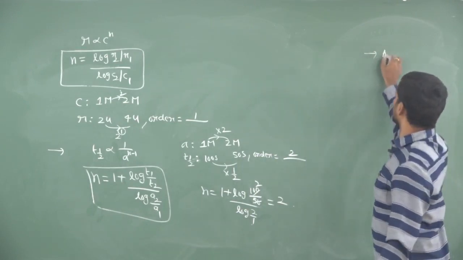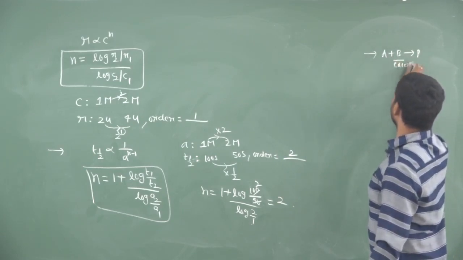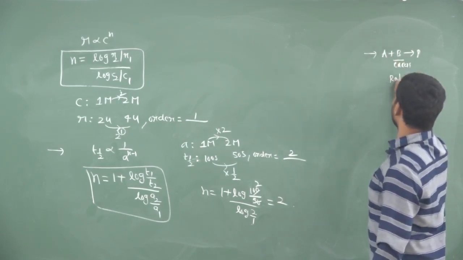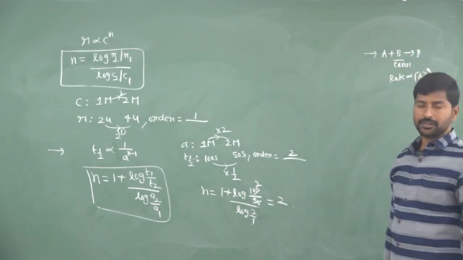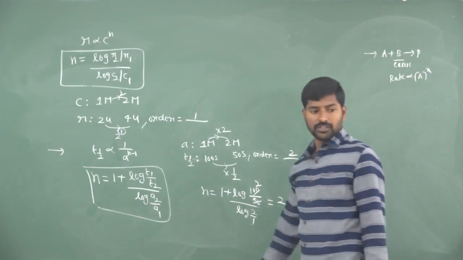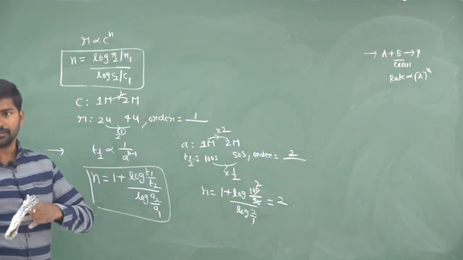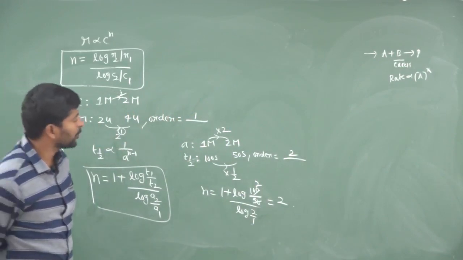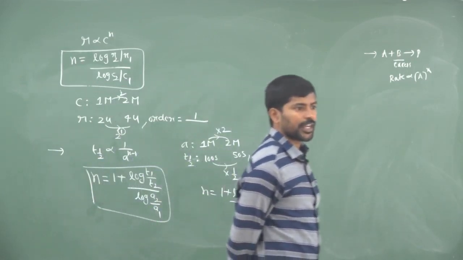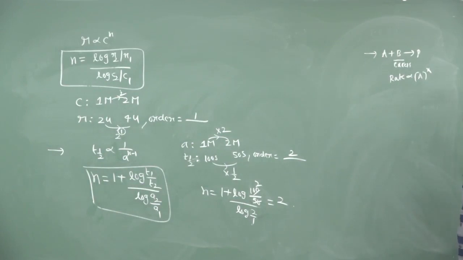If you have a reaction like A plus B gives rise to product, if you take B in excess, then rate is proportional to concentration of A only. Such a method is called what? Ostwald isolation method. Individual orders we can determine based on the Ostwald isolation method. If you take A in excess, then rate depends on B only, and we get order with respect to B. If you take B in excess, we get order with respect to A.